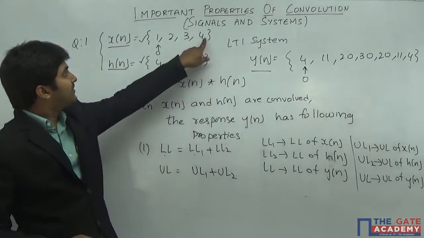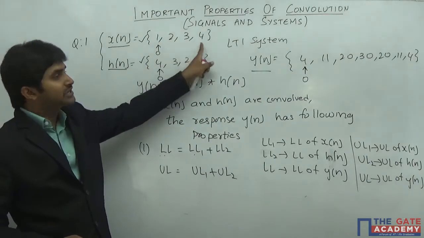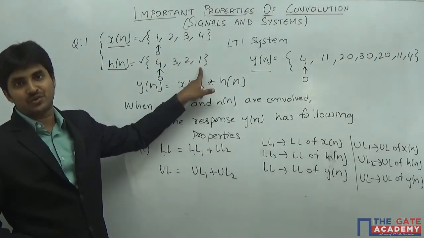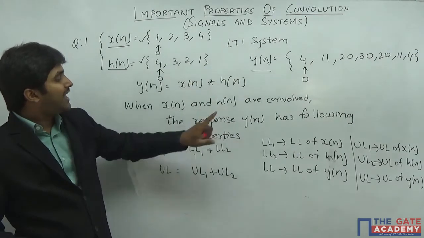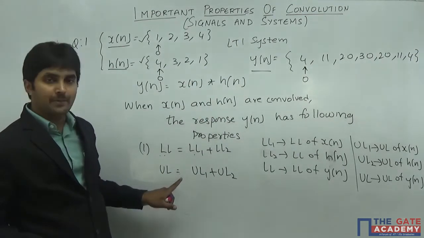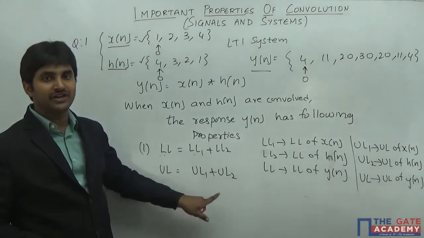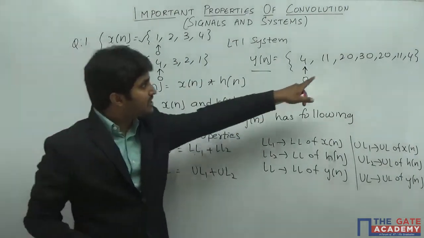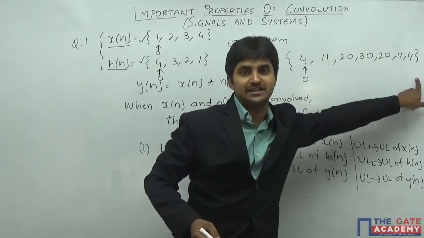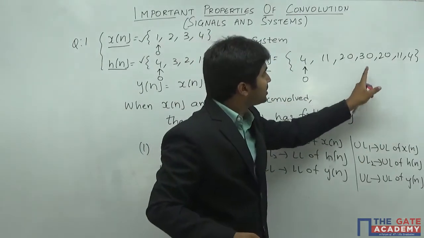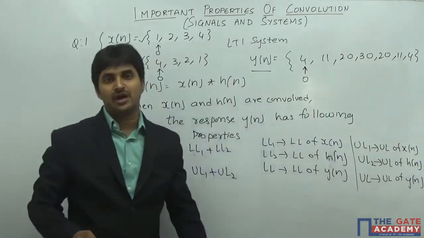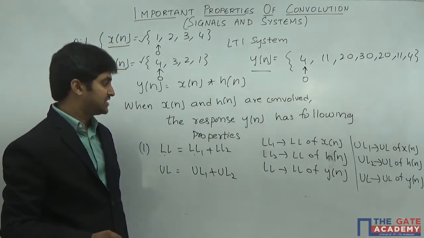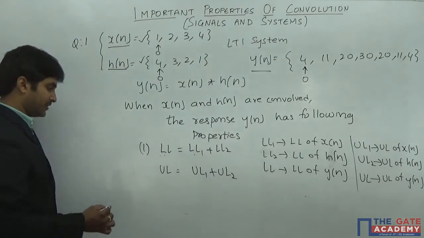The upper limit, what is the value? 0, 1, 2, 3. The sample value is n equal to 3. Here also the sample value is n equal to 3. So when I add, the upper limit of the resultant is going to be the sum of the upper limits of the individual signals. So 3 plus 3 is equal to 6. So here the upper limit will be equal to 6 for the resultant: 0, 1, 2, 3, 4, 5, 6. So this is the first property.